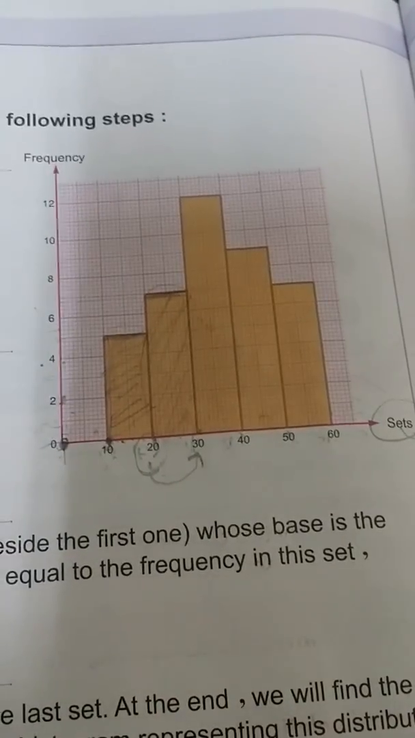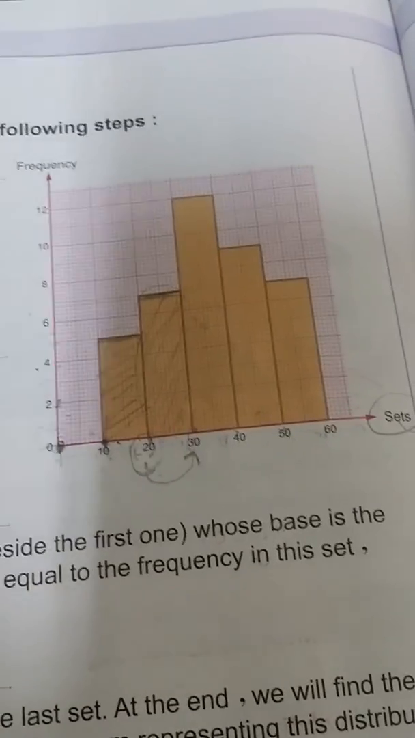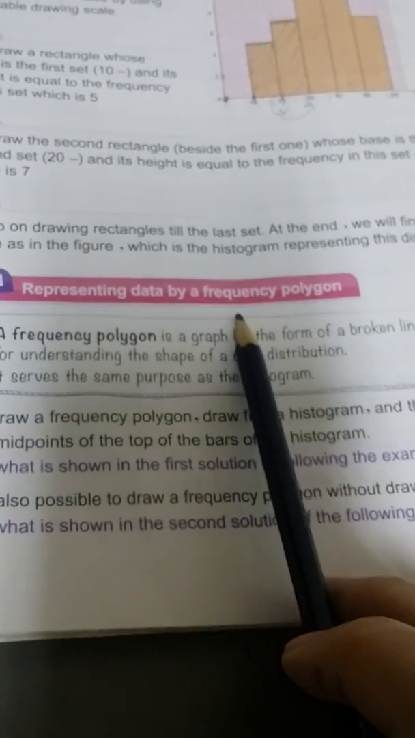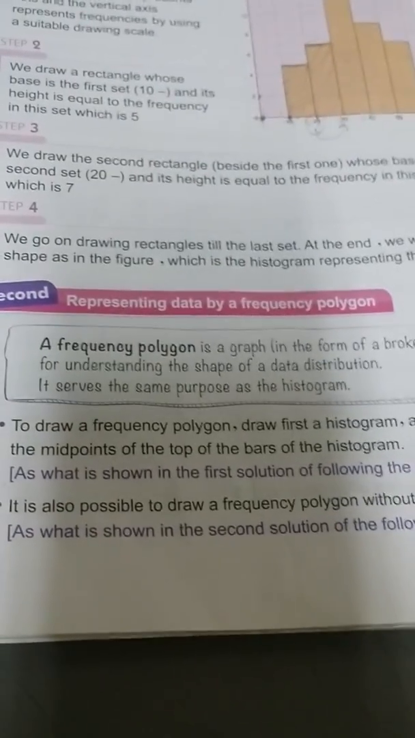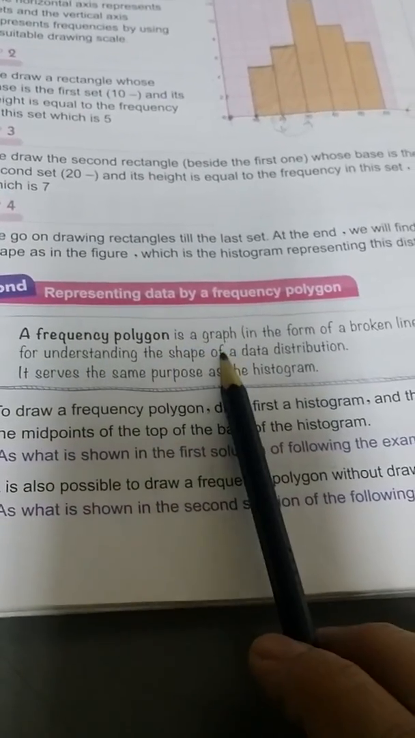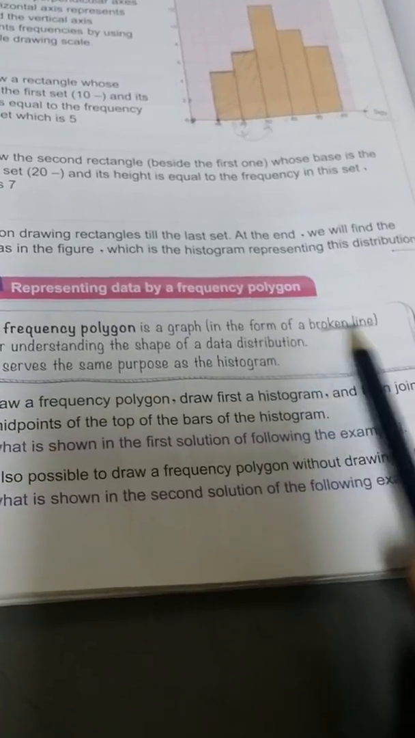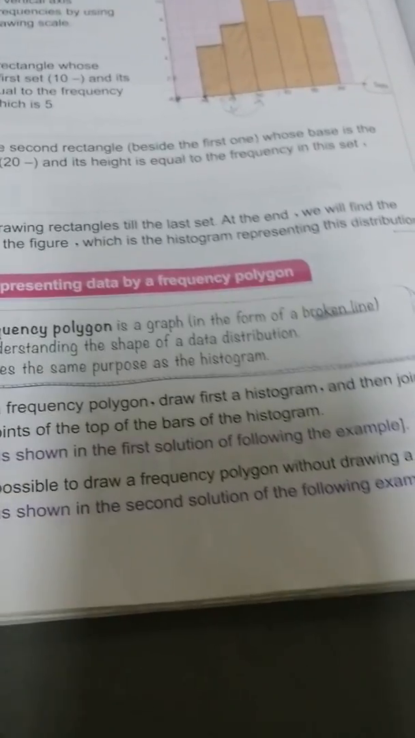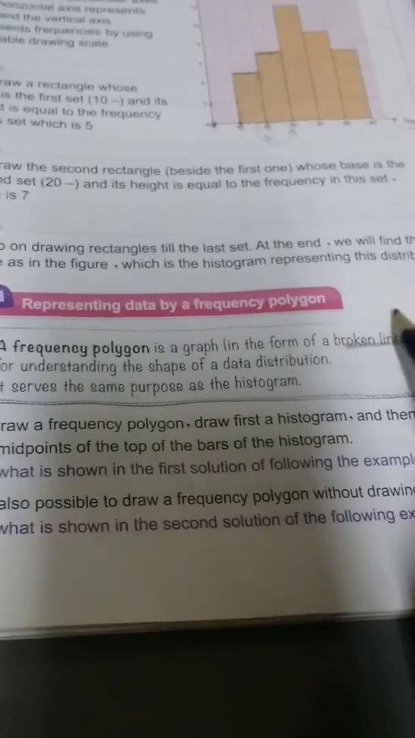What is the second way to represent data? We will represent data by a frequency polygon. Again, a frequency polygon. What is the meaning of a frequency polygon? A frequency polygon is a graph in the form of a broken line. Again, a broken line. So I will draw it using my pencil and a ruler. Okay, so how to draw it?